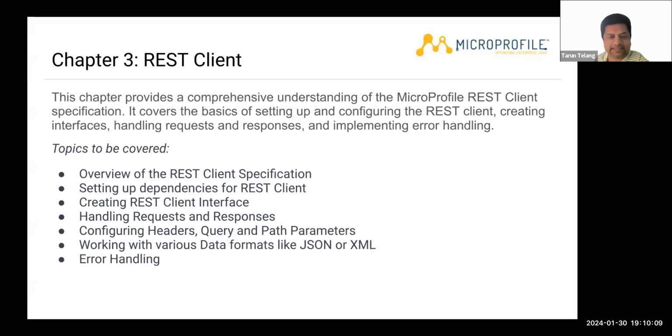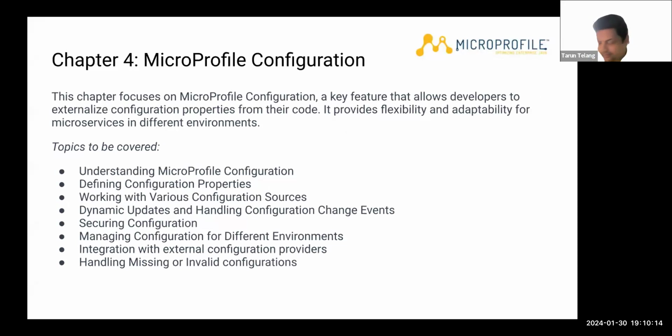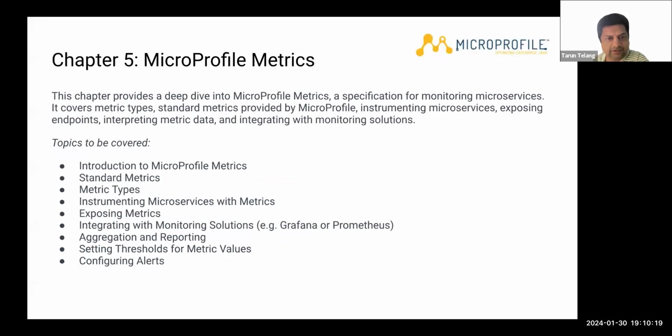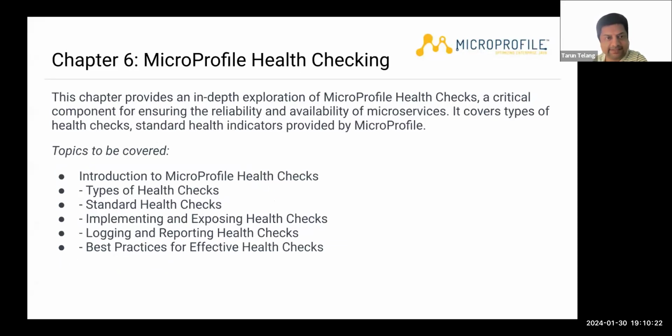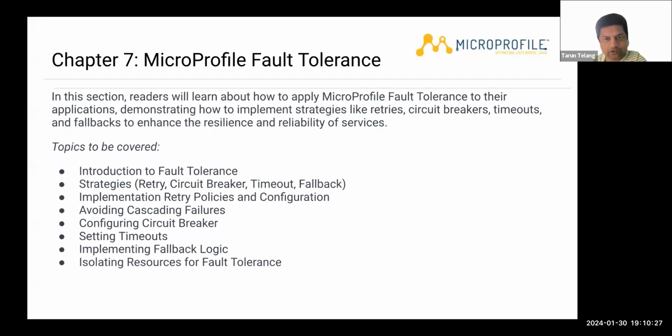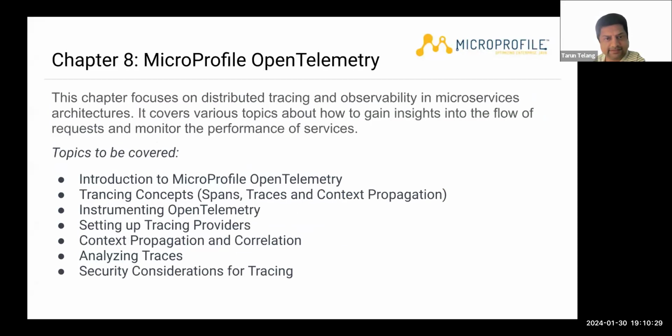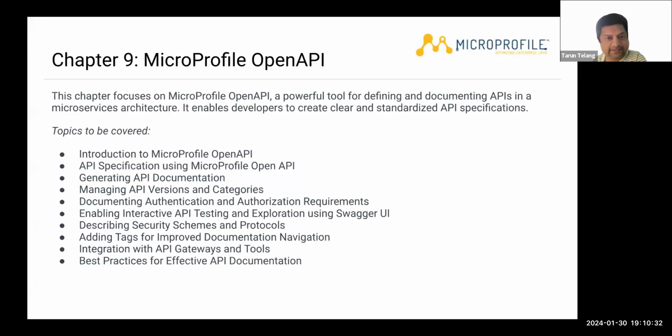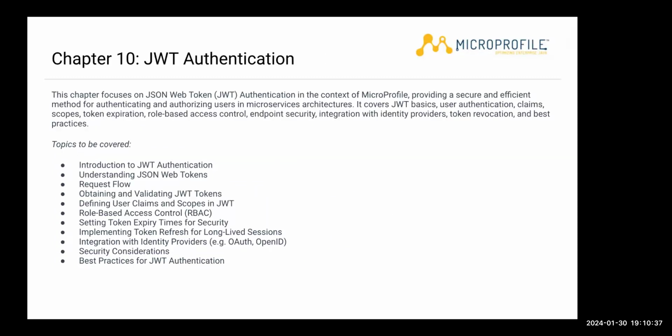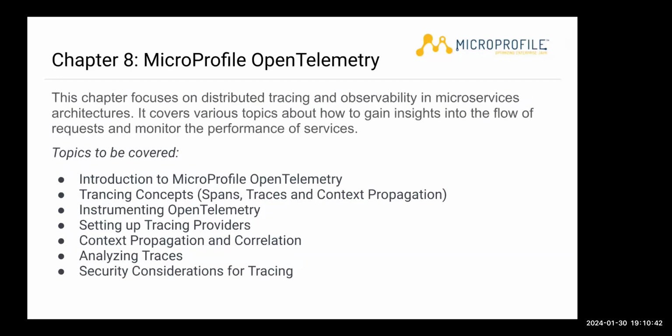Then I have a chapter on REST client, then a chapter on MicroProfile configuration, metrics, health checks, fault tolerance, open telemetry, open API, and JWT. It should be telemetry, not open telemetry. They call it MicroProfile telemetry.